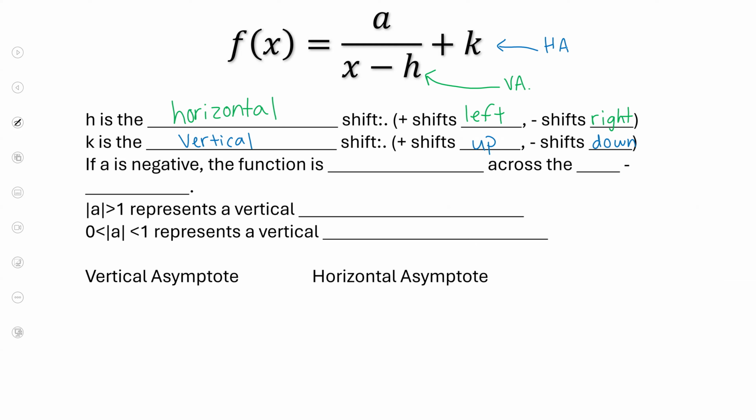What happens if A is negative? Yep. You are right, Aiden. It's reflected across the x-axis. Now, if the absolute value of A is greater than 1, this is a vertical stretch. And if it's between 0 and 1, it's a compression. So your equation for a vertical asymptote will always be x equals. For horizontal, it will always be y equals.